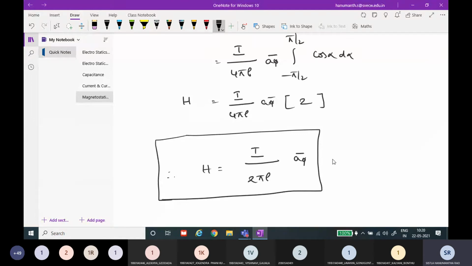Of course, you should also represent the units, amperes per meter. Remember, the electric field intensity has units of volts per meter. The magnetic field has units of amperes per meter. Remember these two things, very important.